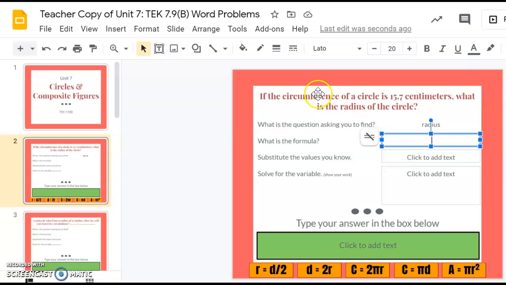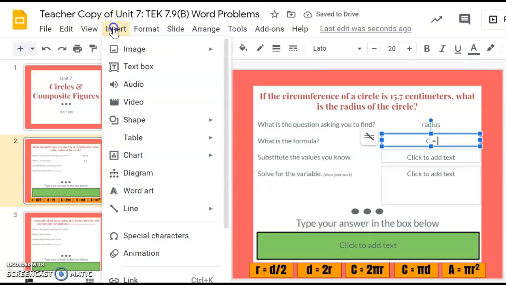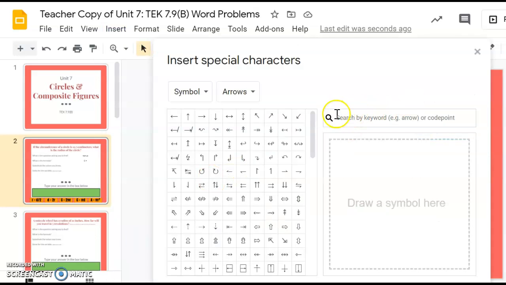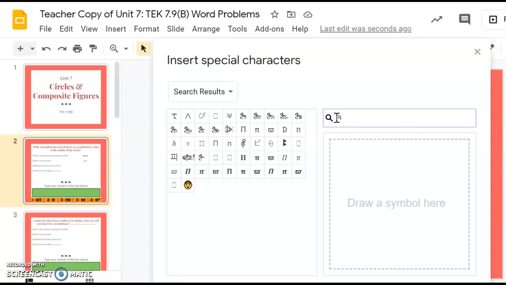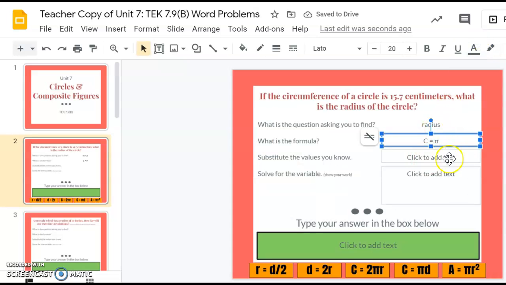Well, it gives us a circumference. I'm going to go down here. I put the formulas down here so you could see them and not have to try and remember them. I have circumference equals, again, go up in here to do pi, to insert, special characters. Go over here, type in pi, click on the pi symbol, click out. There it is right there. It is 2 pi r.